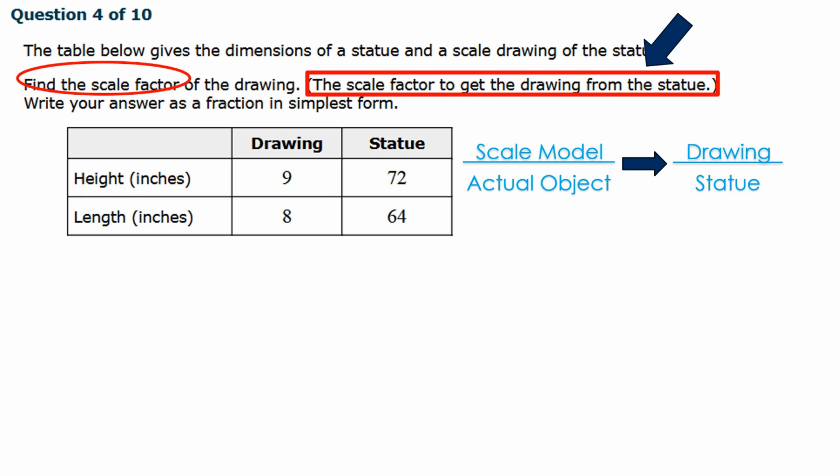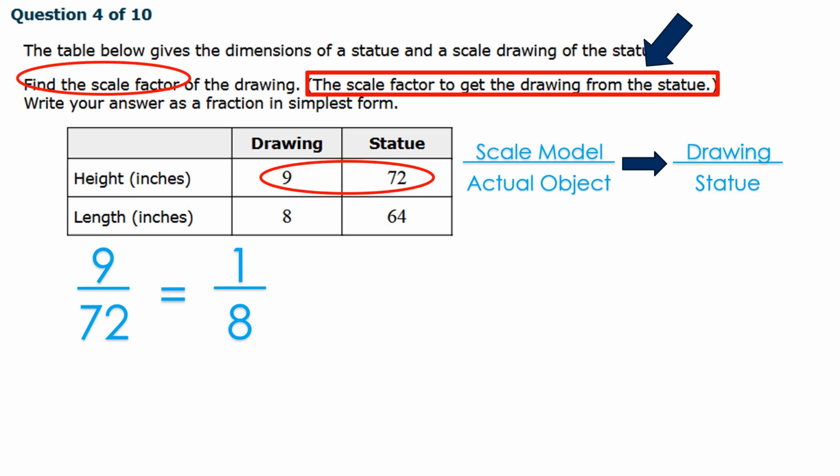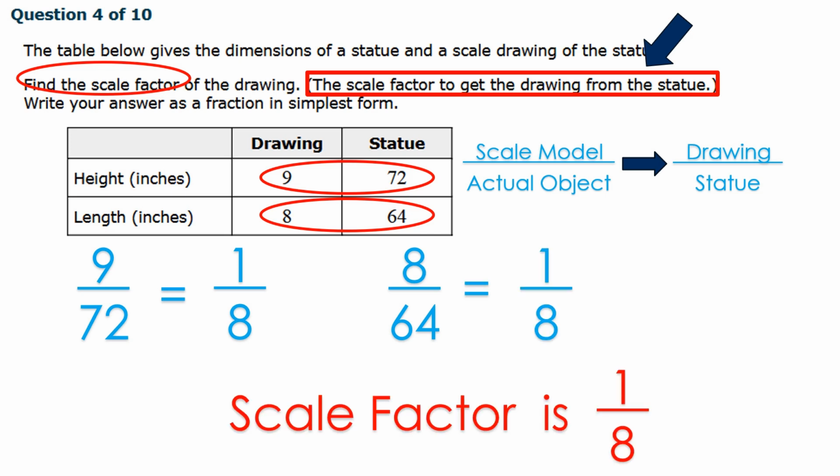So we've already got the measurements for the height and the length, and they should be exactly the same if they're a true scale model. So let's see what they got. So we have the drawing over the statue would give us 9/72. And it says they want us to answer in a fraction in its simplest form. So we have to reduce this fraction by dividing top and bottom by 9, which gives us 1/8. Now if we do this for the length as well, we have 64 and 8. So 8/64. And again, if we reduce this fraction by dividing top and bottom by 8, we get 1/8. So that means that the scale factor is 1/8.